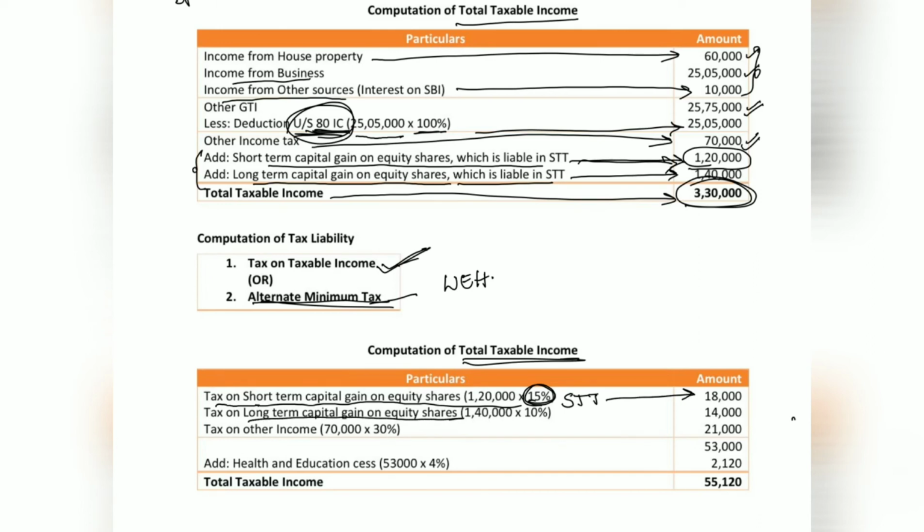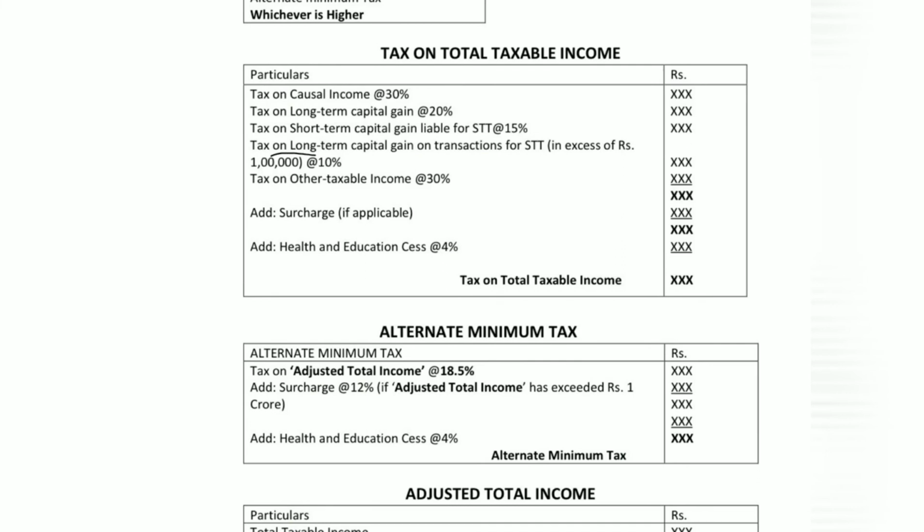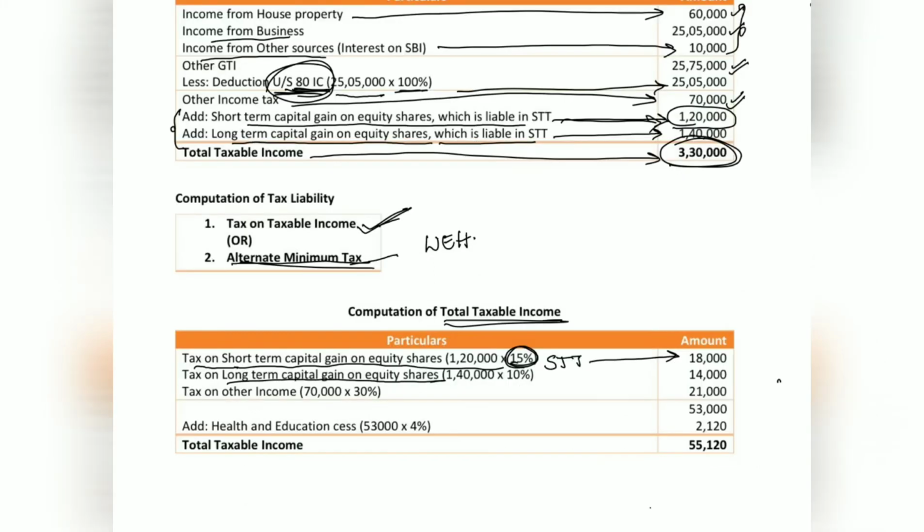Long-term capital gain on equity shares. Tax on long-term capital gain on transactions subject to STT, securities transaction tax, that is the listed values: if it is in excess of 1 lakh only, then we will consider the rate of 10%. Otherwise, we will not consider it. If it exceeds 1 lakh rupees, then we will consider it at the rate of 10%. Since the value given in the question is 1,40,000, which has exceeded the limit of 1 lakh, we will calculate at the rate of 10%. So tax on long-term capital gain, 1,40,000 into 10%, is 14,000.